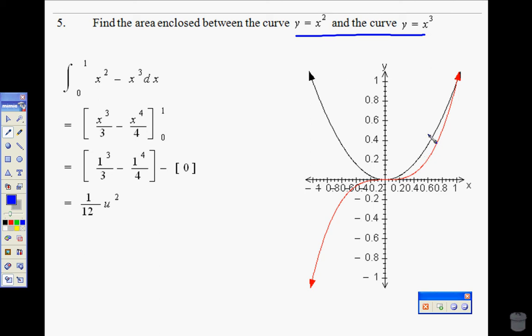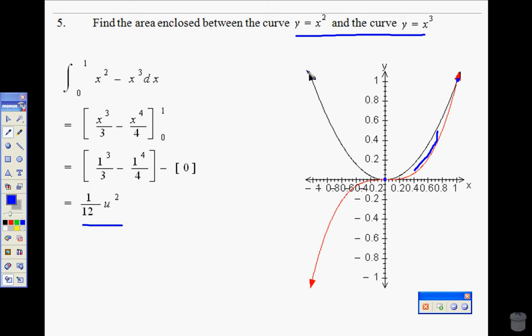So again, what are we identifying? Well, we can see that it's going through 1 and it's going through 0. There's our limits of integration, 0 to 1. The area between, so x squared's the top curve, x cubed's the bottom curve. Integrate them both, as we've done there. Substitute 1 in, substitute 0, and we get 1/12.